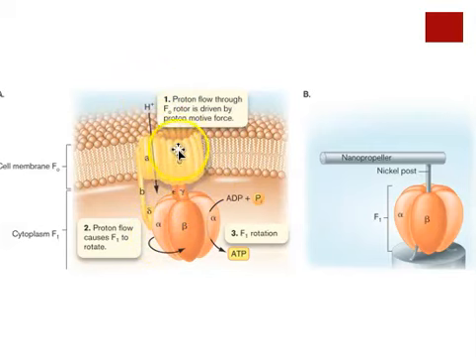And as they do, they're going to cause this portion of the molecule, what looks like a pumpkin, to spin, to rotate, to literally turn around and around and around. It's really quite remarkable. It's that motion, that kinetic energy, that allows this phosphate group to be attached to this ADP molecule and create ATP.